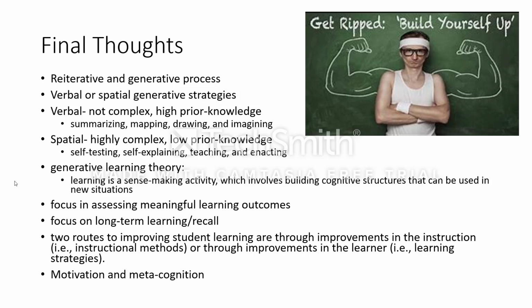There's two routes to improving student learning. One is through improvements in the instruction, and this includes instructional methods. Teachers have already done a really good job focusing on this, but the second and less noteworthy is through improvements in the learner, and this involves the learning strategies we've just stated. By improving the learner, you're going to improve classroom motivation and metacognition. I hope I've been able to explain generative learning theory and how it benefits teachers and students through the 8 strategies mentioned.